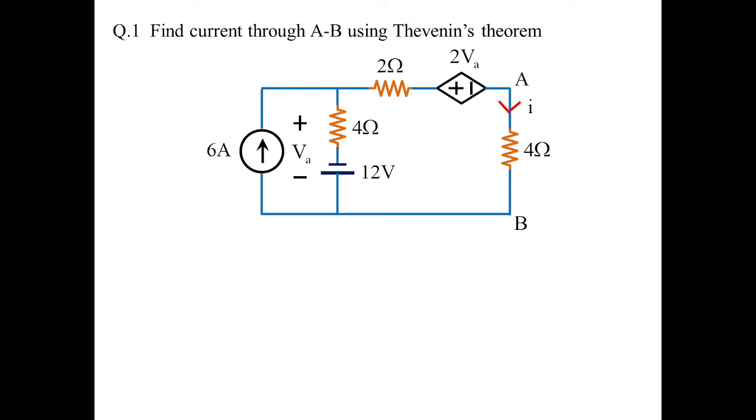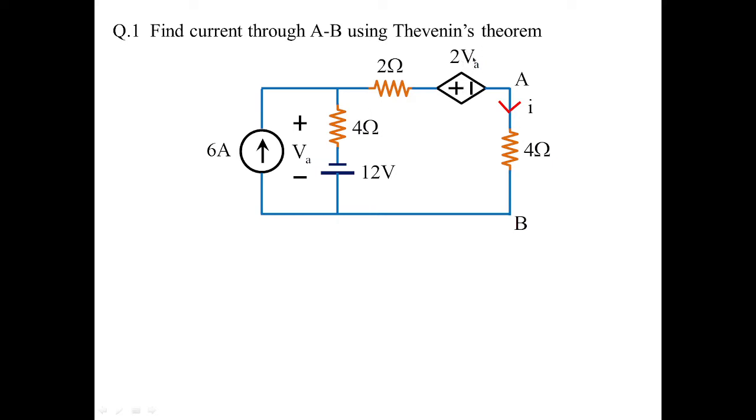So directly we are going with the problem. We need to find the current through AB, which is 4 ohms here, using Thevenin's theorem. This is not as simple or as easy as what we have seen with Thevenin's theorem in our previous classes. Here we are going to follow a certain procedure in order to obtain the open circuit voltage as well as the Thevenin's resistance. So you can see here we have 2VA.